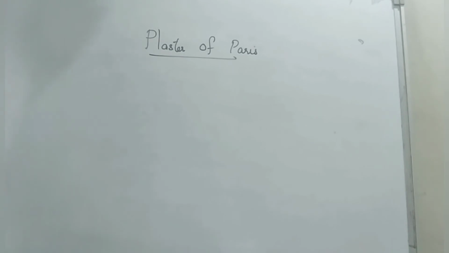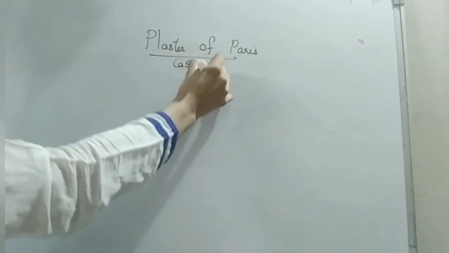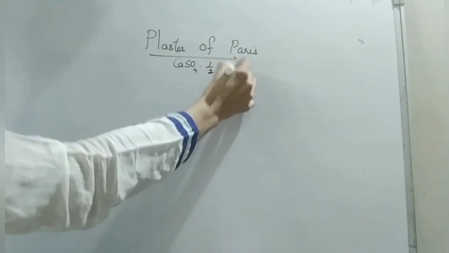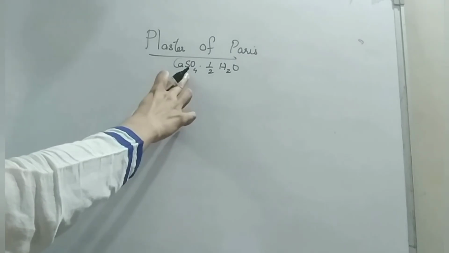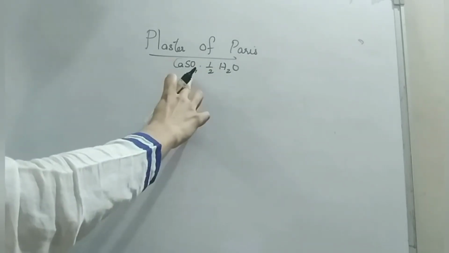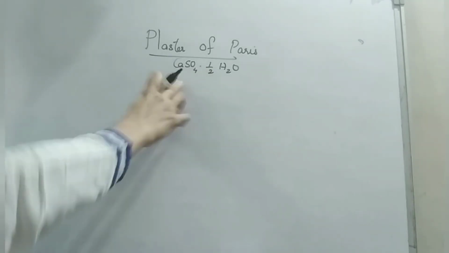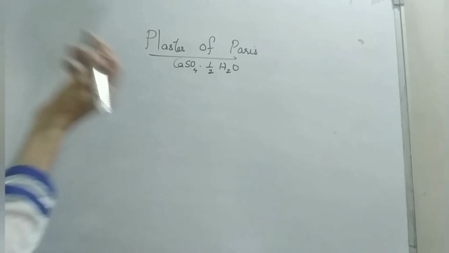The last topic, plaster of Paris. What is the chemical formula of plaster of Paris? CaSO4 half H2O. What is the chemical name? Calcium sulfate hemihydrate, half meaning hemihydrate. That is the formula of plaster of Paris. Very important: how do we prepare it?